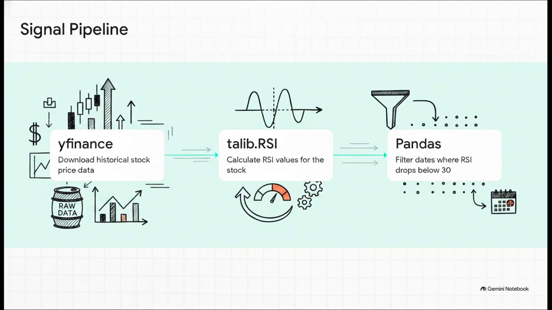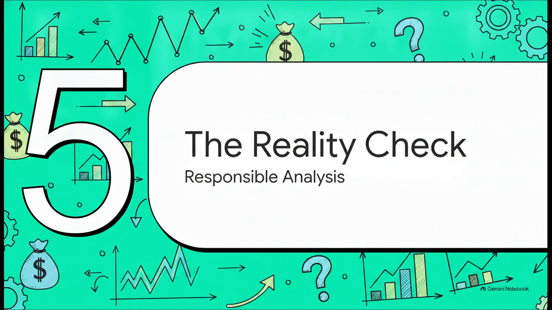In step 3, we use pandas to filter specifically for our oversold condition, which would be dates where the RSI drops below 30. And just like that, you have a completely functional, automated stock screening workflow in just a handful of lines of code. Section 5, the reality check, strategy and responsible analysis.